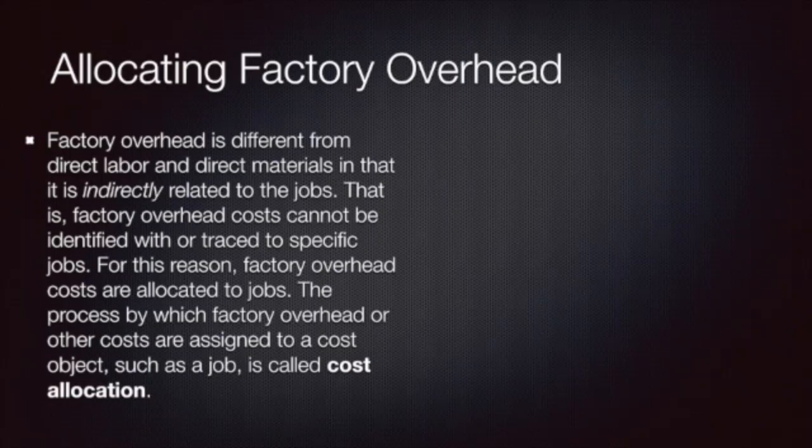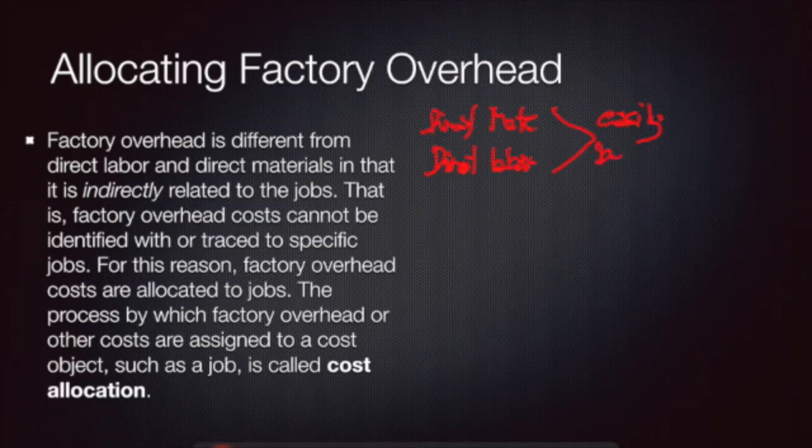My next topic will be allocating factory overhead. Now, factory overhead is different from direct labor and direct materials in that it is indirectly related to the jobs. We all know that direct materials and direct labor can easily be traced. That is, factory overhead costs cannot be identified with or traced to specific jobs.